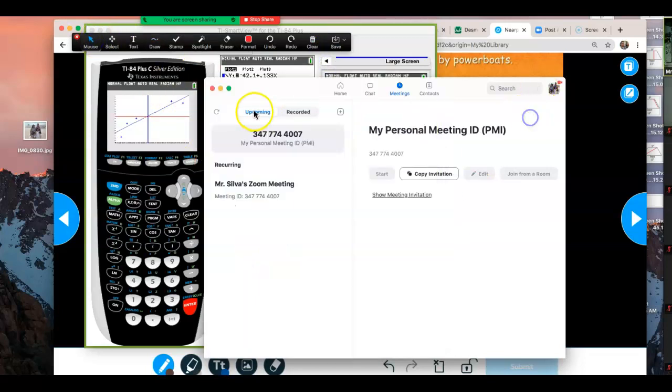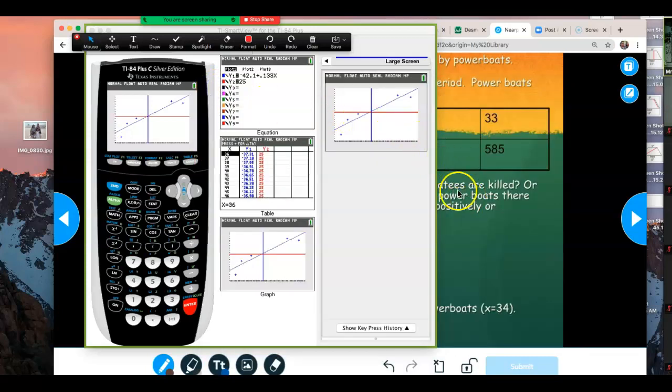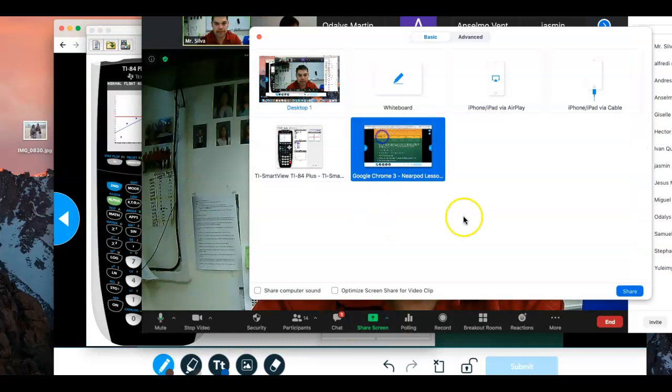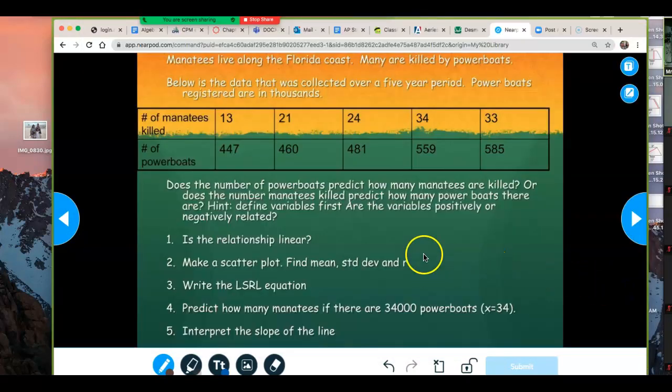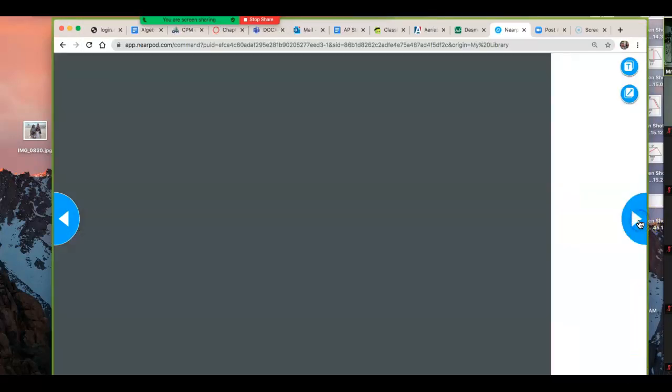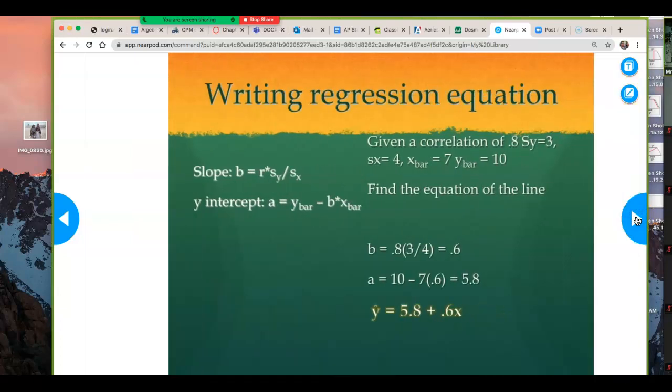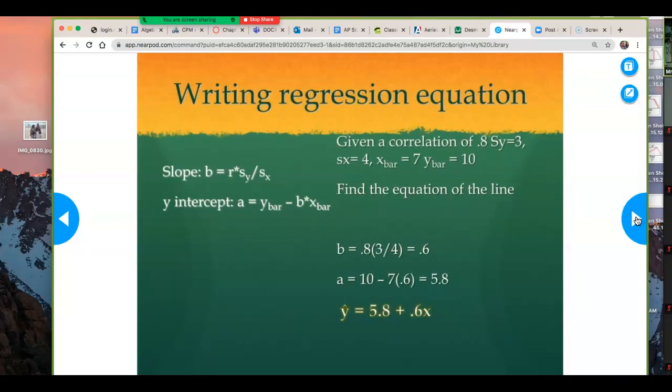So that's percentage graphing in a nutshell. We'll go back to this screen. A lot of information. That's just giving you the answers to all those things that we just did. Writing a regression equation. Okay, so we're going to write the equation using all these statistics that we were given.